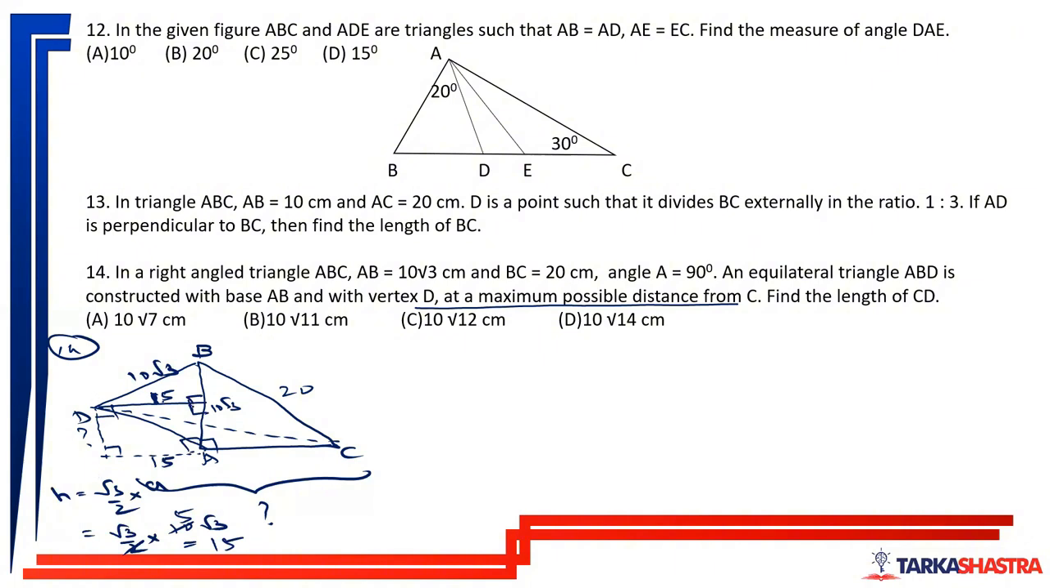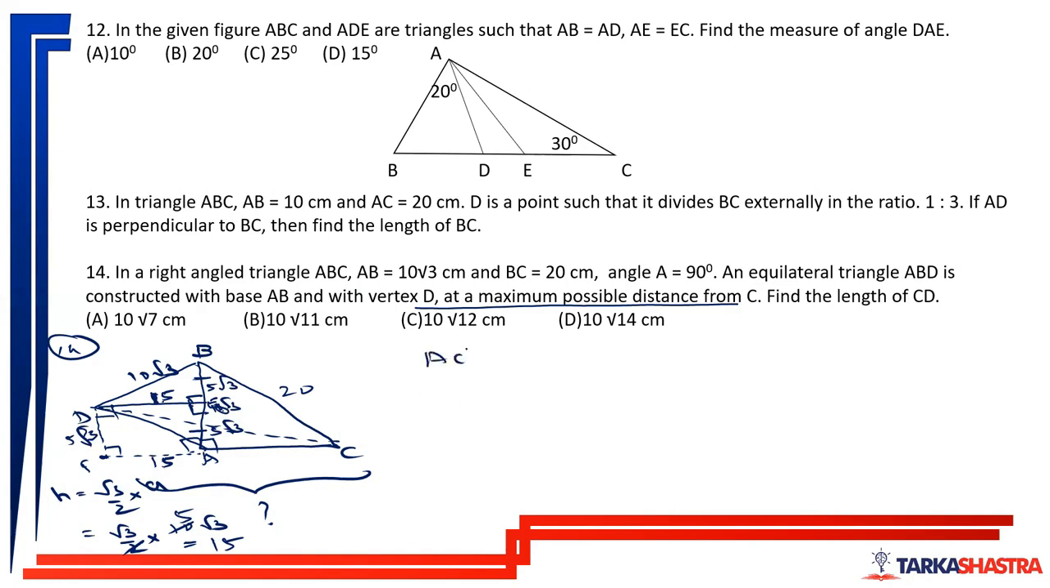Also, this altitude is also the median. If the total is 10 root 3, this would be 5 root 3. And if this is 5 root 3, let us say AE is 5 root 3, then DF will also be 5 root 3. Why? Because opposite sides of the rectangle are equal.